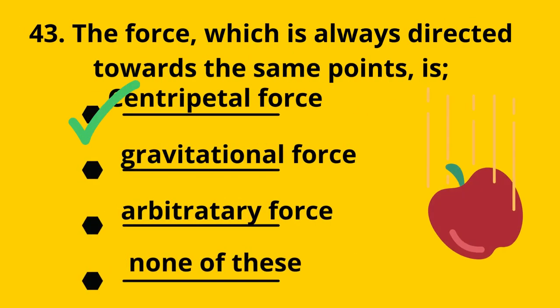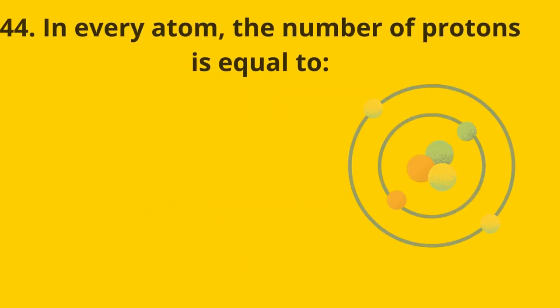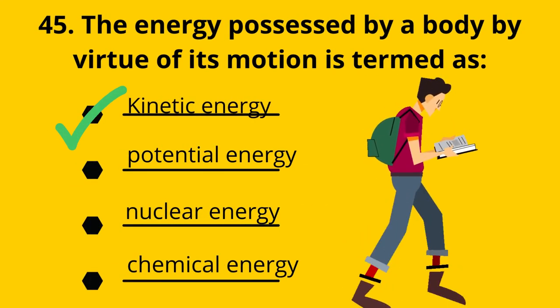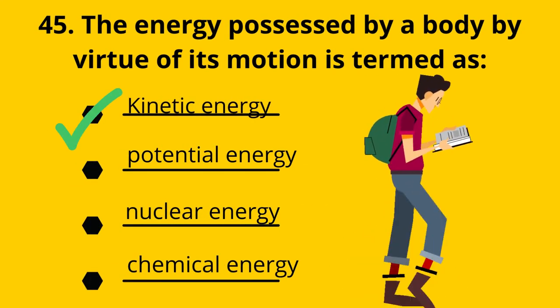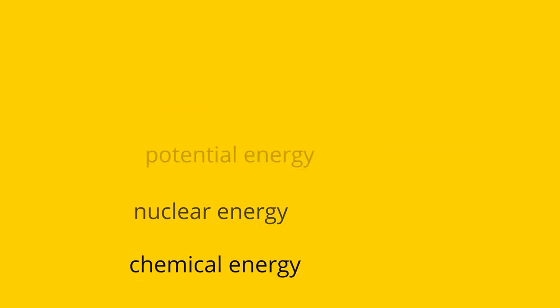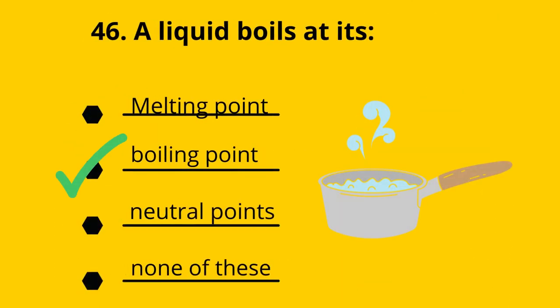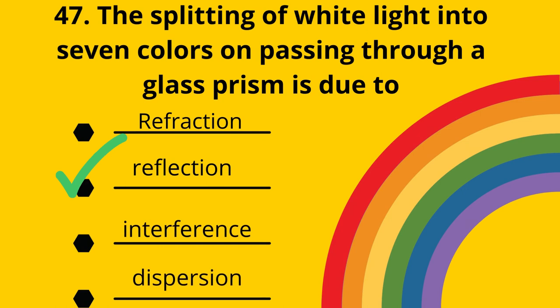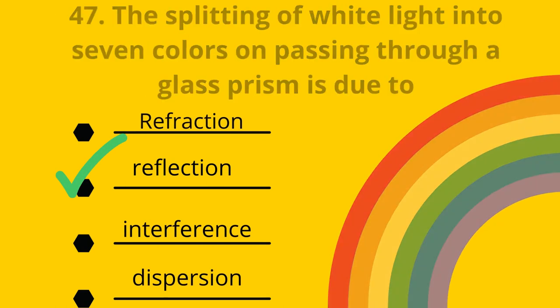The force which is always directed towards the same point is centripetal force. In every atom, the number of protons is equal to the number of electrons. The energy possessed by a body by virtue of its motion is termed as kinetic energy. A liquid boils at its boiling point. The splitting of white light into seven colors and passing through a glass prism is due to reflection.